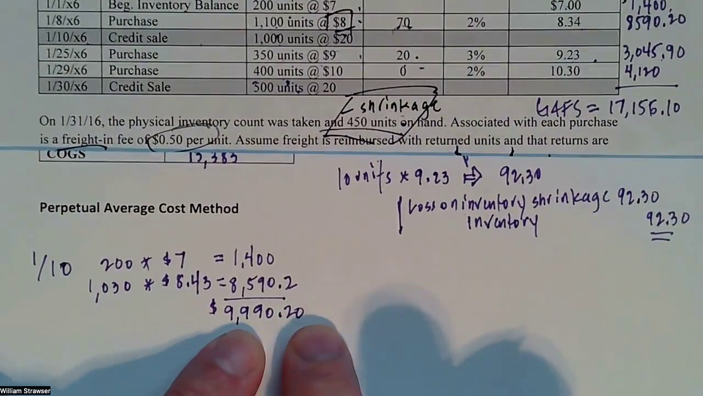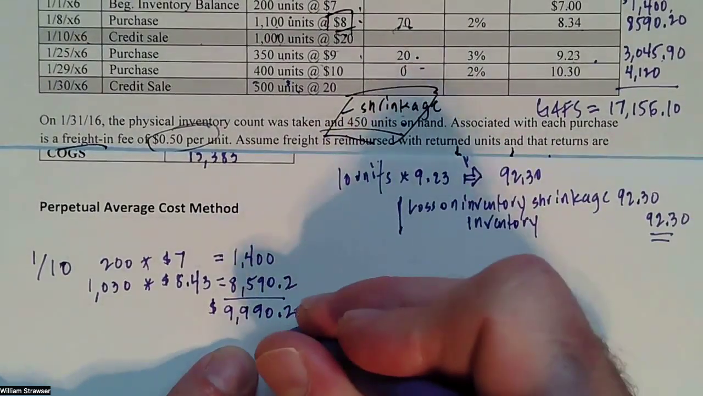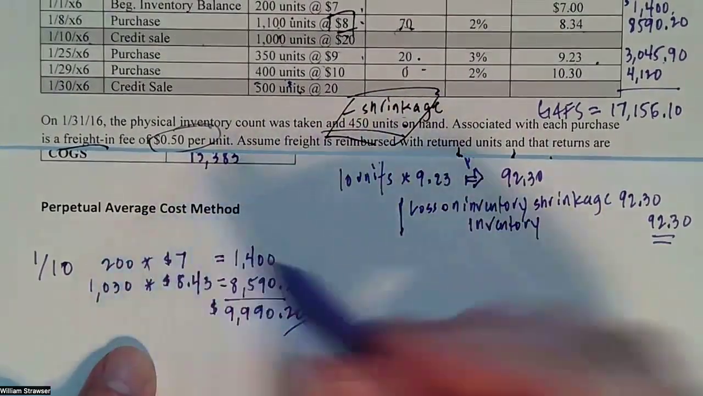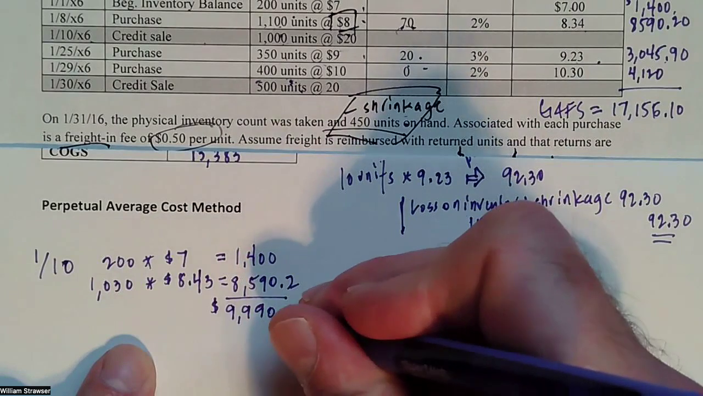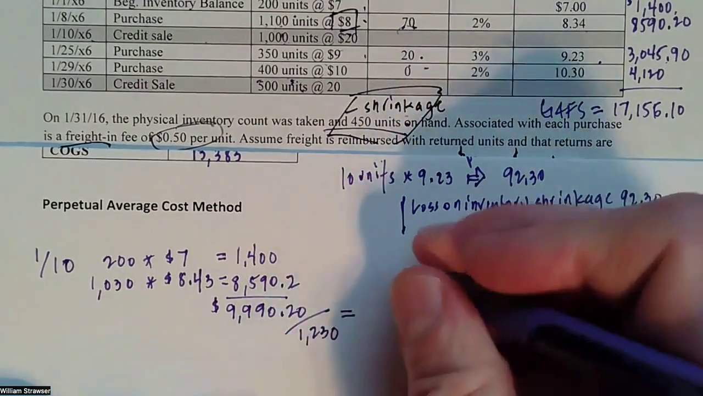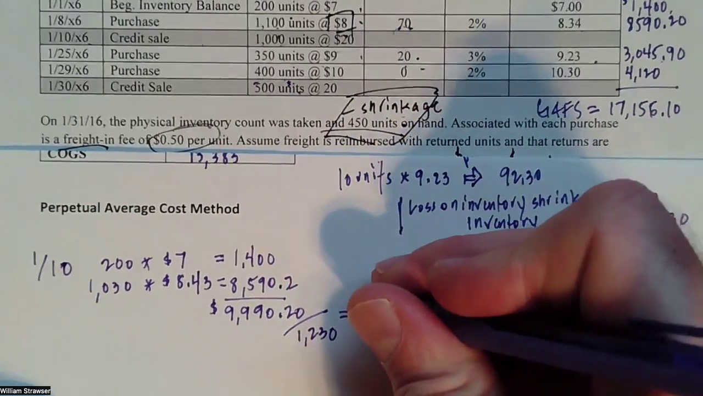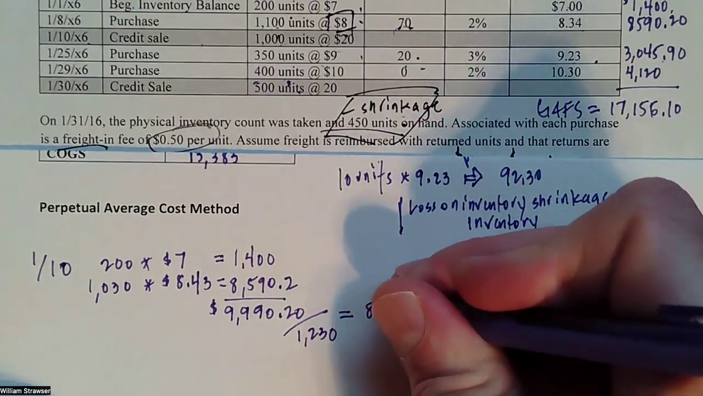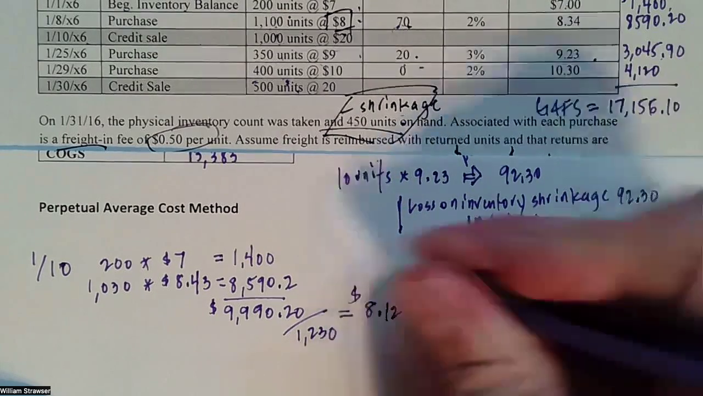This is the total cost of all those units. This is based on the average price of the 1,230 units that I have. And that gives me, rounding to the nearest cent, $8.12.